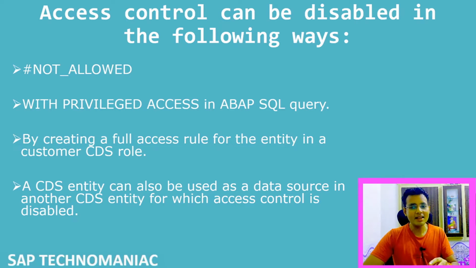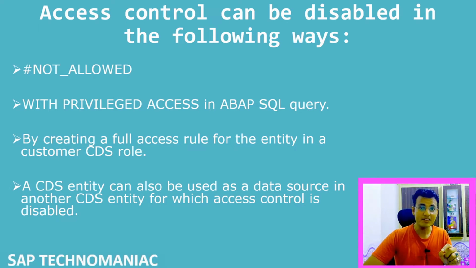The third thing is creating a full access rule. You have created the rule, but you have granted full access. In that case also, this particular access control is of no use at all. It will be evaluated, but you have given all users all the access, so there is no use.